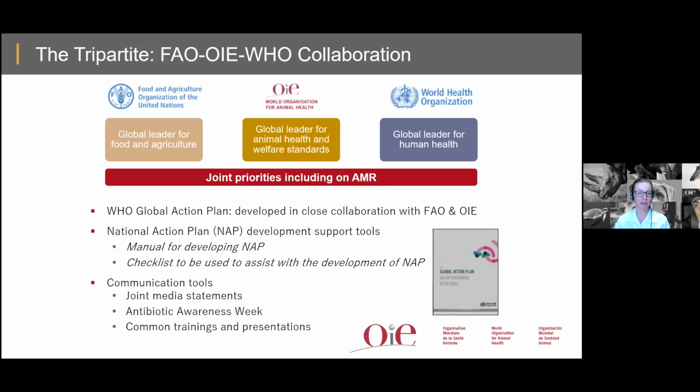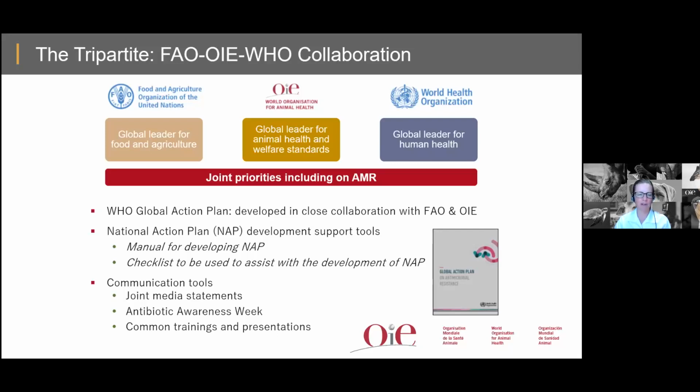So FAO is global leader for food and agriculture. The OIE, the World Organization for Animal Health, is a global leader for animal health and welfare standards. And the World Health Organization is a global leader for human health. But we do have joint priorities that include antimicrobial resistance. The WHO Global Action Plan was developed in close collaboration with FAO and OIE. Also, we have National Action Plan development support tools, so a manual for developing national action plans and a checklist to be used to assist with the development of NAPs.